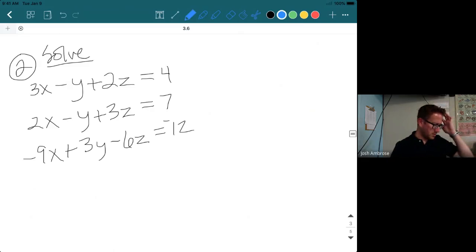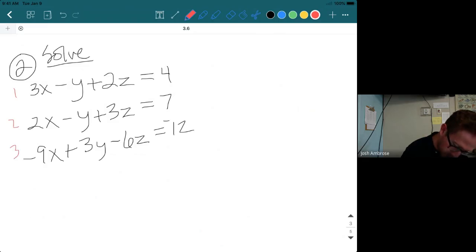All right, so now let's see in my notes here. All right, this one right here, let's start by figuring out, is there a variable I could eliminate right off the bat? We could eliminate y. Let's label our equations 1, 2, and 3. Right off the bat, we could eliminate y from equation 1 and equation 2. So let's write that off to the side.